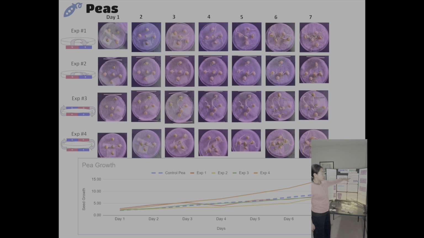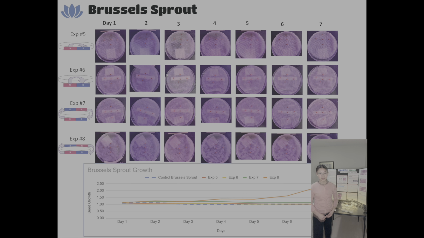So on the right side here are my observations. I took a picture of each plant every day, and I plotted them into a graph. So for the peas, the 4th experiment, I grew all the rest, and that was the one where it had one magnet on the top and one magnet on the bottom. And I think it's because the magnetic field goes through the container, so it's closest to the plants.